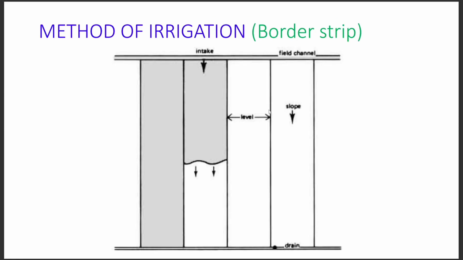Then we have method of irrigation border strip. Border strip means here you can see that the intake of water is here, then water is filled up by these areas, then this is the level, and here the slope is there because mainly in tree drawing this looks like the shape of a triangle. So from upper region you can get the water, and the water will transfer from upper region to lower region.